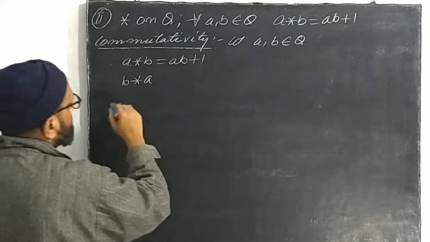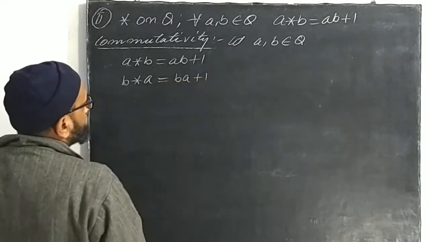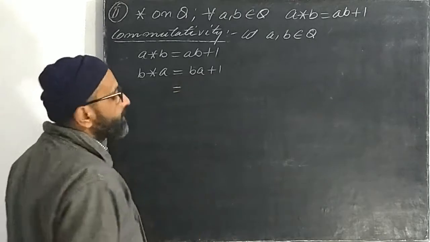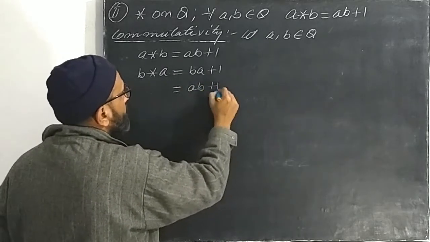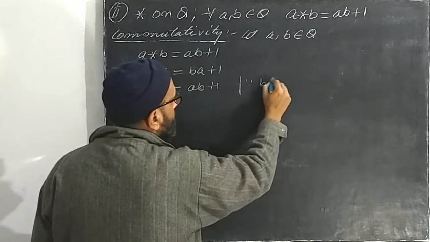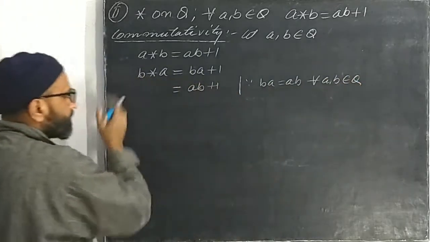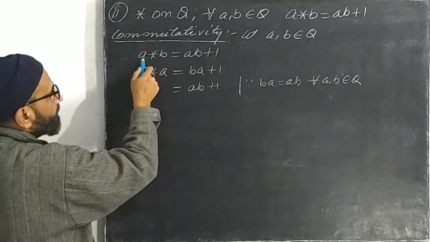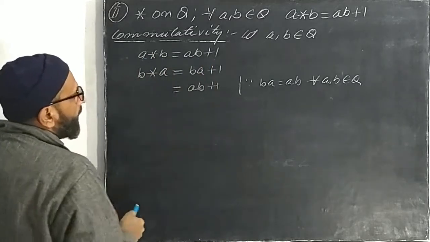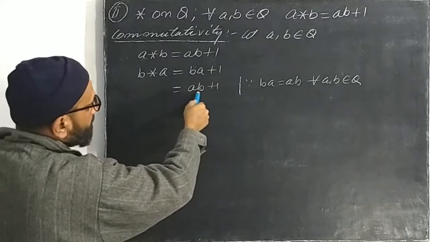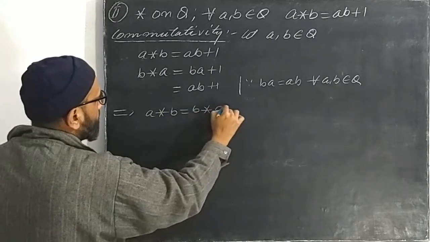If we interchange A and B in this operation, B star A will be, according to the given relation, BA plus 1. As we know, the product of any two rational numbers is always commutative, so BA may also be written as AB. So AB plus 1, and we give the reason because BA is equal to AB for all A, B belong to Q. So we observe on interchanging these two rational numbers, we get the same result. So A star B is equal to AB plus 1 and B star A is also equal to AB plus 1. So we may conclude that A star B is equal to B star A.